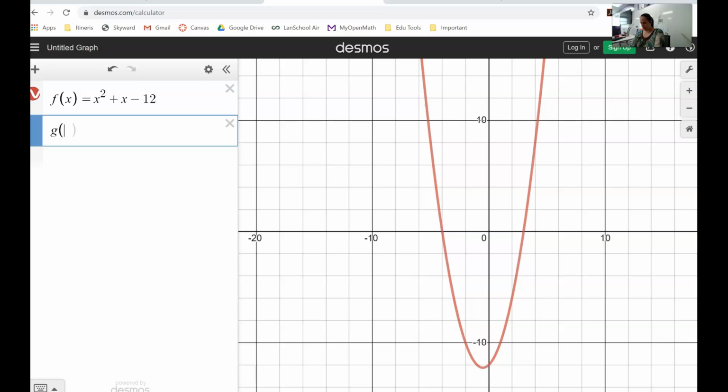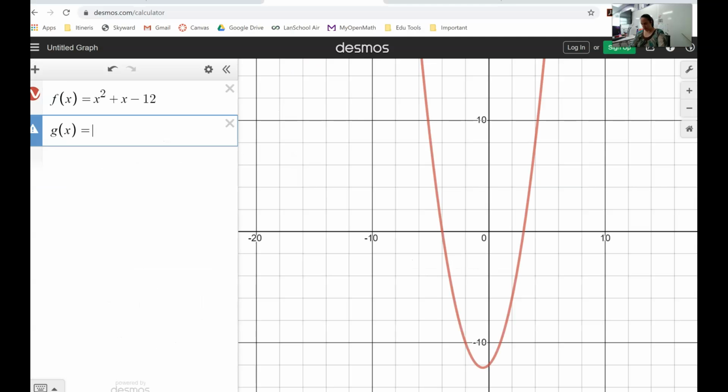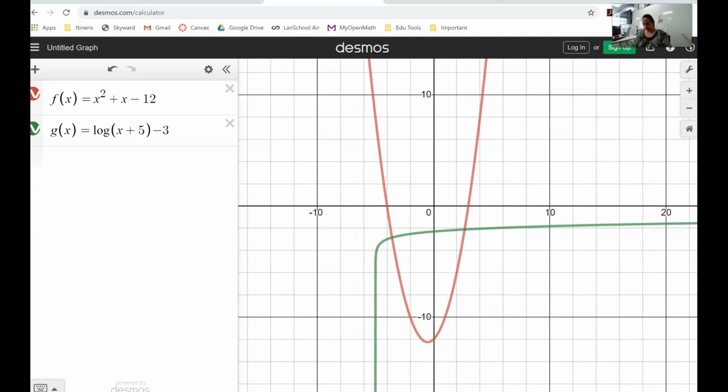And in line 2, g of x equals log of x plus 5 minus 3. There we go. Now I look over here at what Desmos gives me. I have this graph right here. Remember, solving systems of equations means finding the point they have in common. When we're graphing, that's the intersection point.